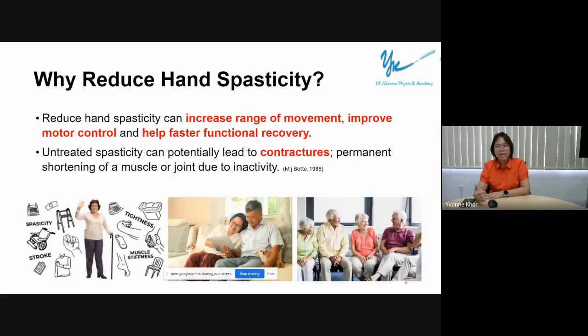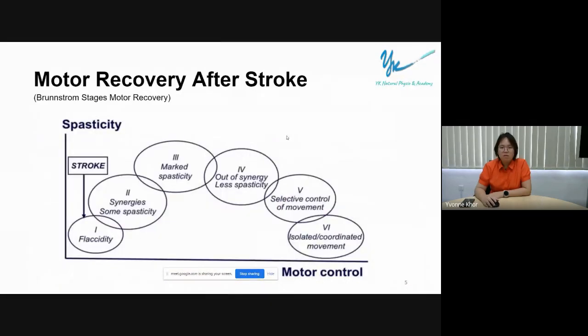Why reduce hand spasticity? Reducing hand spasticity can increase range of movement, improve motor control, and help faster functional recovery. Untreated spasticity can potentially lead to contracture, permanent shortening of a muscle or joint due to inactivity. Like the graph I showed you just now, a lot of patients stop at stage 3, which is in a spastic position, and maybe year after year they don't go for treatment. Then it will become permanent.